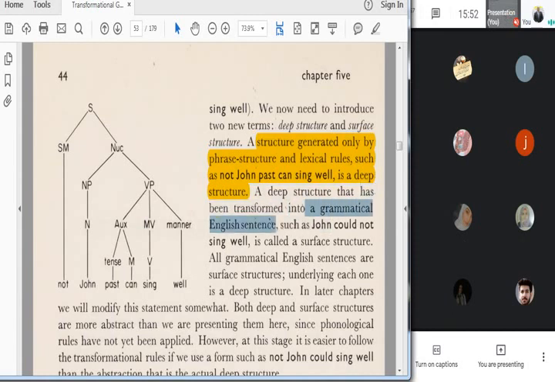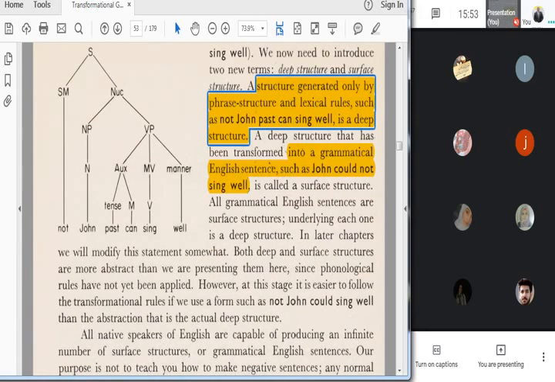What do we call the surface structure? A grammatical English or grammatical Arabic sentence, such as John could not sing well. Which one is the grammatically accepted? The first form, not John past can sing well, or the second one? Of course, it's the second, right? It is more acceptable. It is more readable in ordinary English texts.